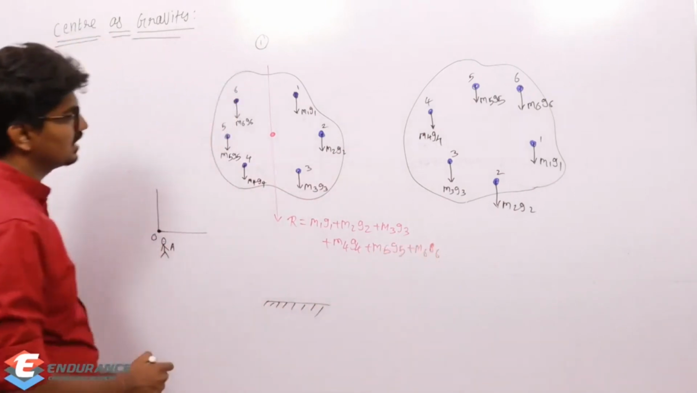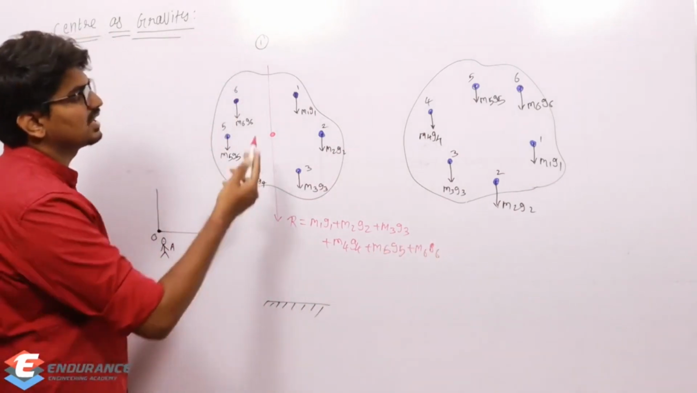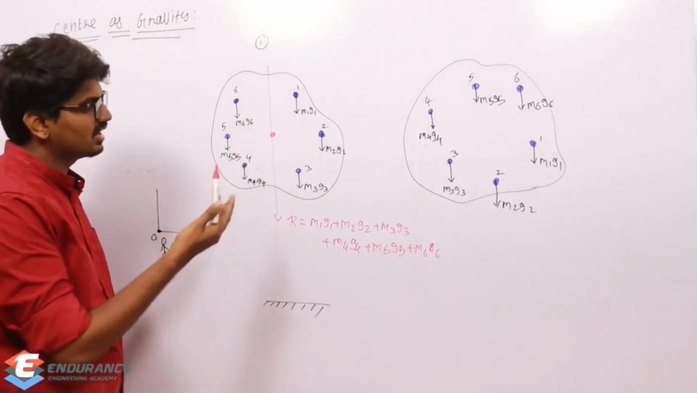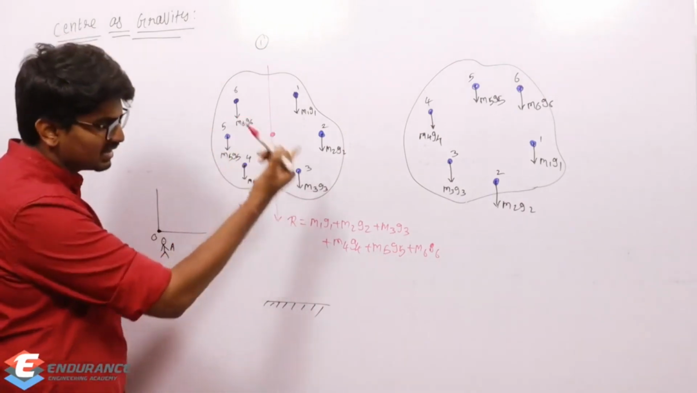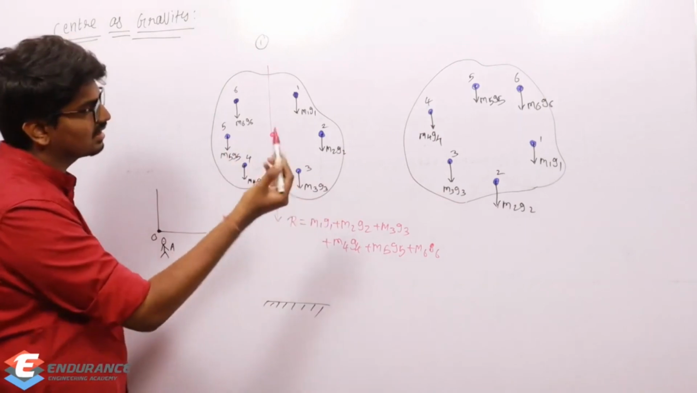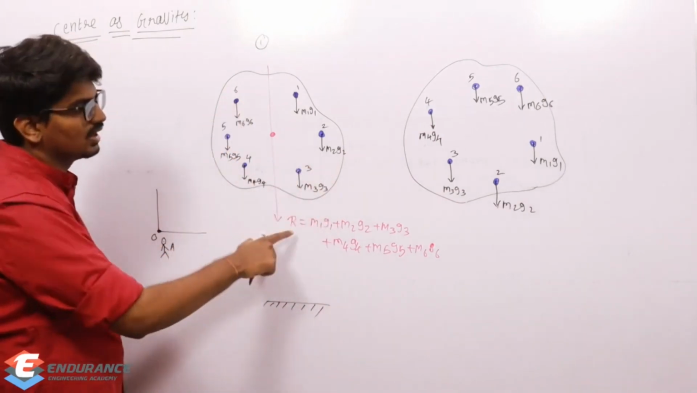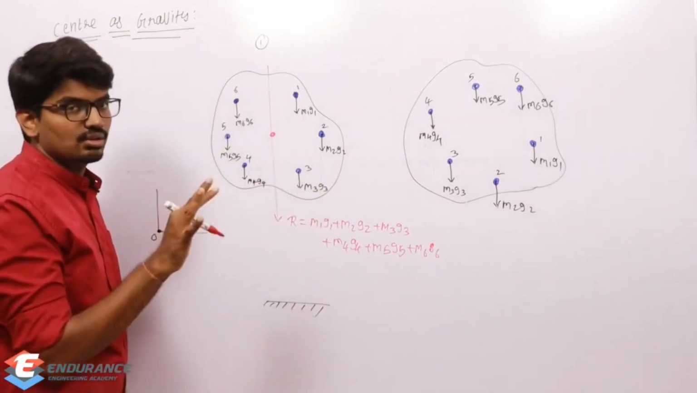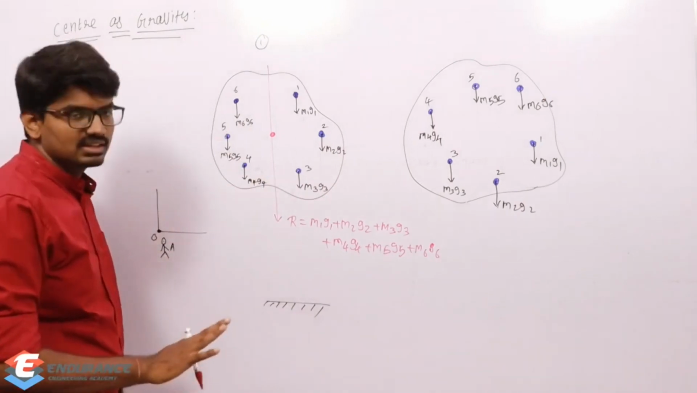Listen carefully. This is my resultant and it is passing through some point. We can determine the magnitude by just summing it up, and for the direction, we know all forces are facing down, so the resultant will also face down. The line of action can be determined by Varignon's theorem.